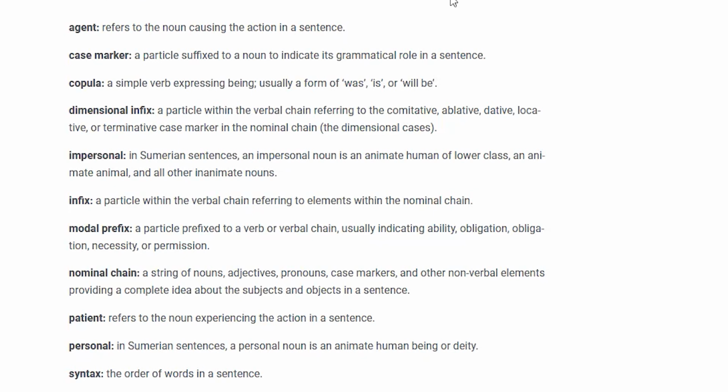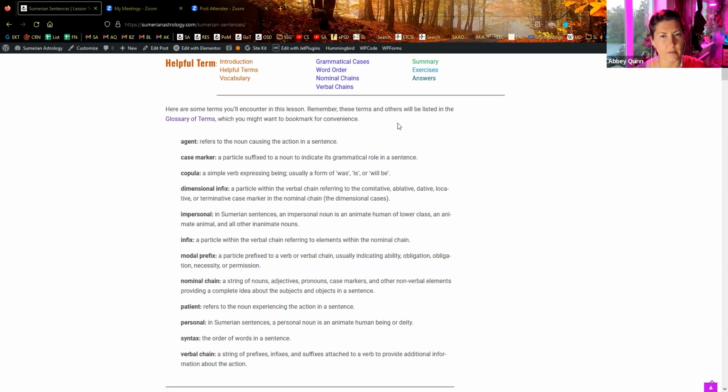Dimensional infix, which we're really not going to talk too much about this time around, but it does come up. So I did put a definition in here in case you come to it later and you want to see what we're referring to. It's a particle within the verbal chain referring to the comitative, ablative, dative, locative, or terminative case markers in the nominal chain. In other words, the dimensional cases. Impersonal, personal is down here. You can see it down here.